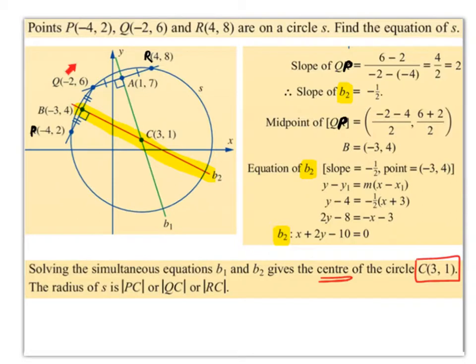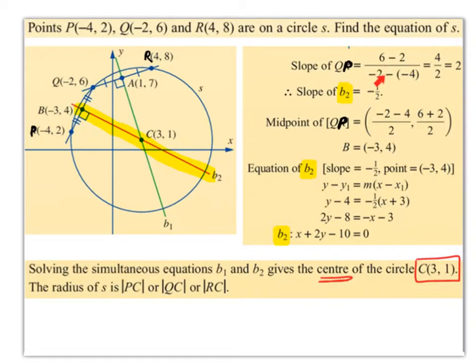Again, we want to get the midpoint of PQ. So again, with minus 4, 2 and minus 2, 6, we use our midpoint formula and get minus 3, 4. So that's point B there. That's the midpoint of the chord, which also happens to belong to our perpendicular bisector. So now we have a point on our perpendicular bisector. It happens to be minus 3, 4.